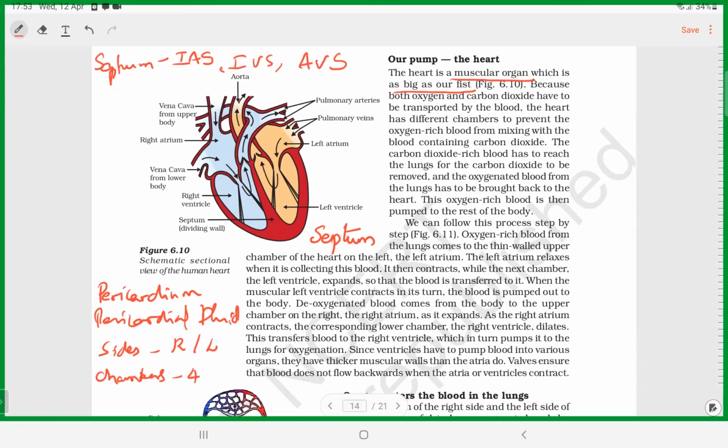Fine. Now, how many valves are there? Of course, because of the separation you get four chambers: right auricle or right atrium, left atrium, left ventricle and right ventricle. These are all the four chambers. Now, let us talk about the valves. How many valves are present?